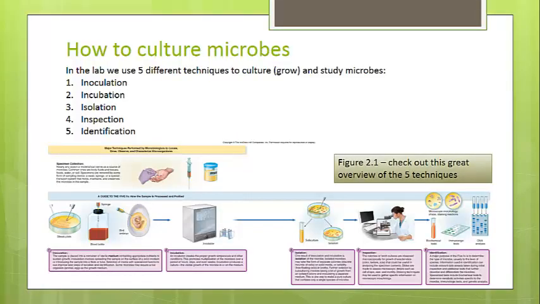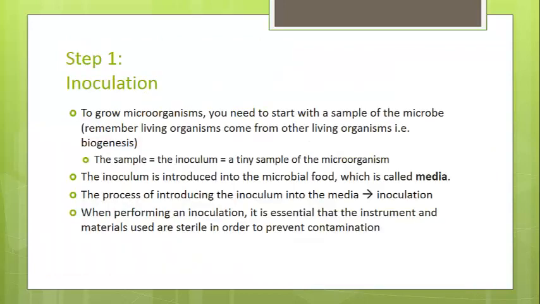So in your lab that accompanies this class this semester, as well as microbiology labs all around the world, we use 5 different techniques to culture and grow and study microorganisms. And so those 5 different techniques are the 5 I's: inoculation, incubation, isolation, inspection, and identification. And of course, we'll talk about each one of these a little more in detail, but a great way to visualize these 5 I's together is in figure 2.1 in your textbook, and it's a nice visualization of what each one of those steps is.